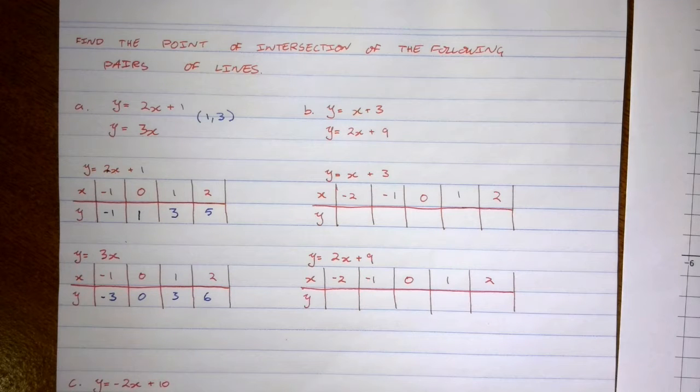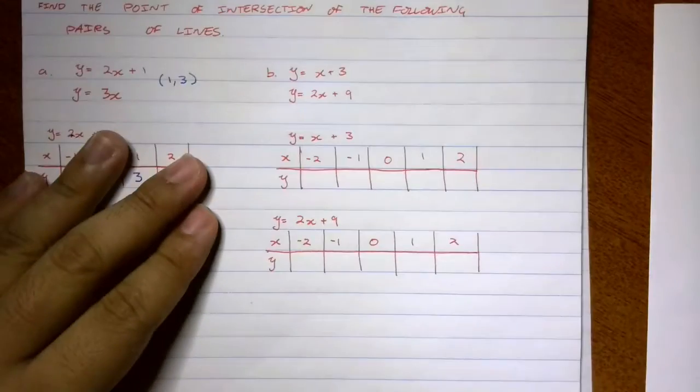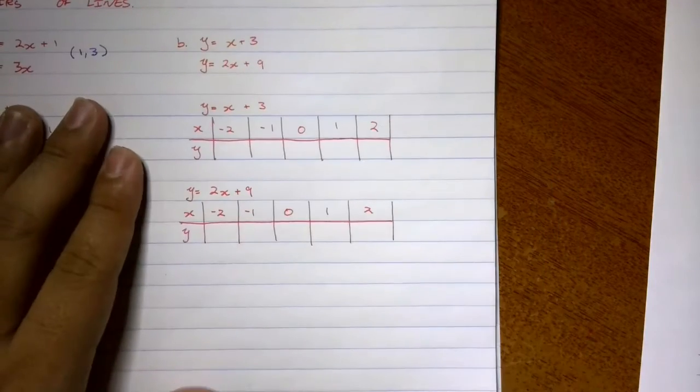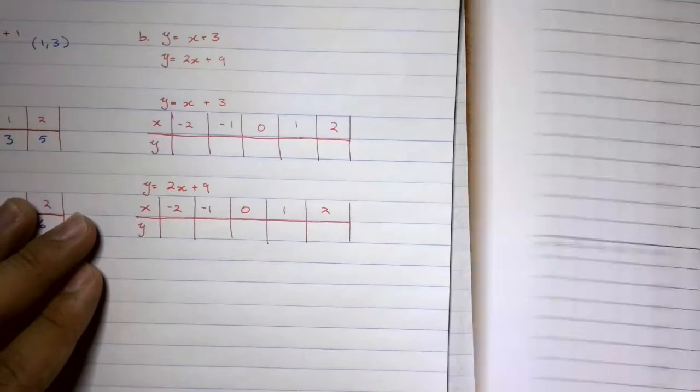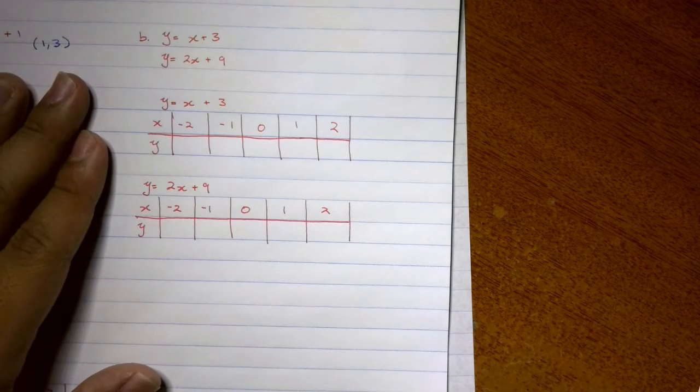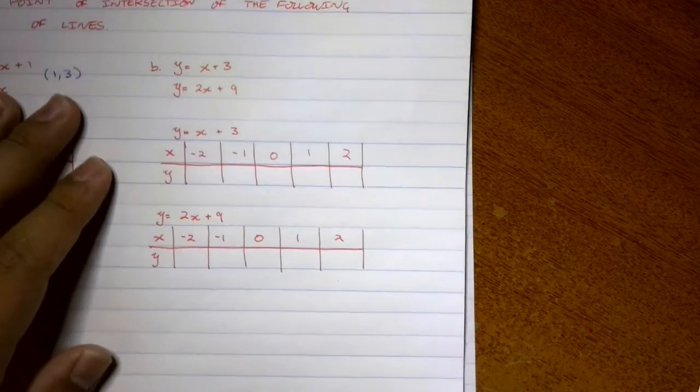Hello class, this is a continuation on finding the point of intersection of pairs of lines. Let's move on to our next example here. So what we want to do before we can start graphing is we need a table of values. So let's complete our table of values here.